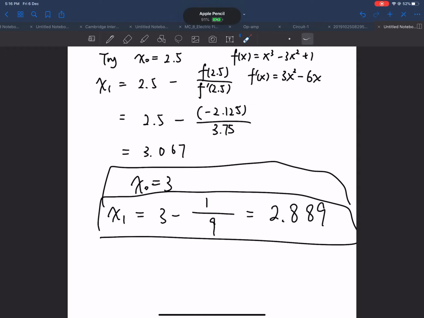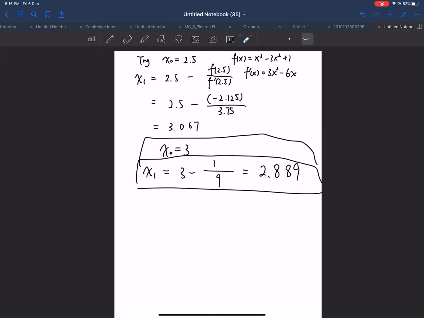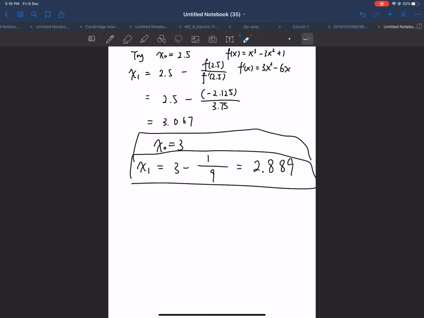Will all these questions have polynomial functions? For these functions, we can just use our calculators to find the root.